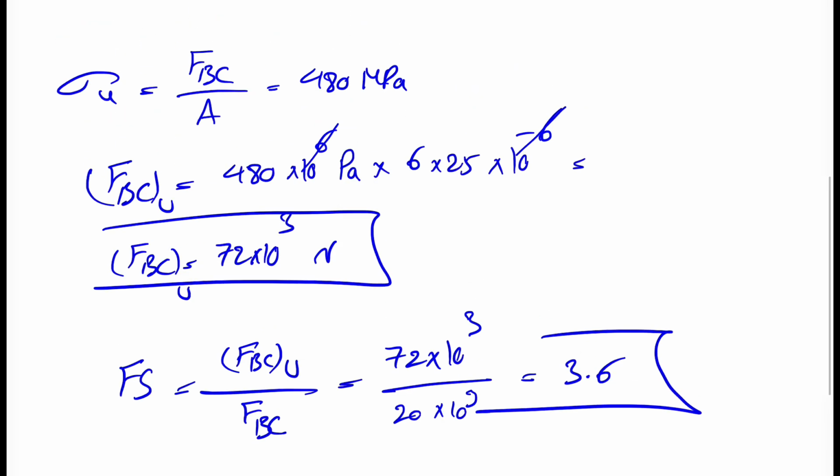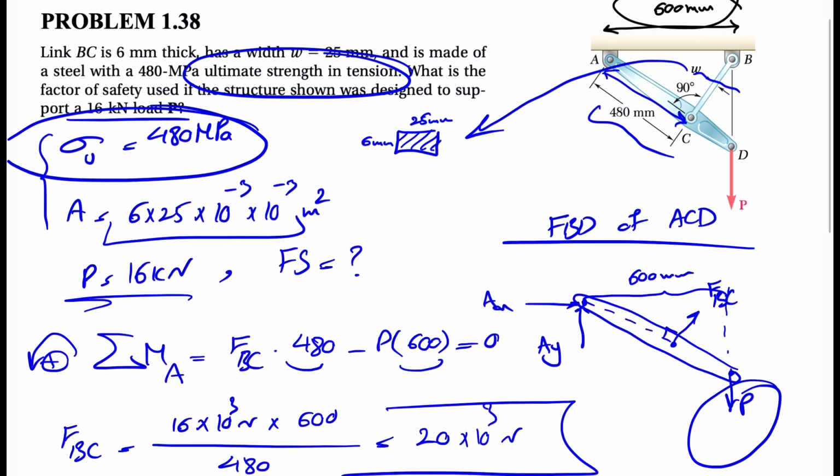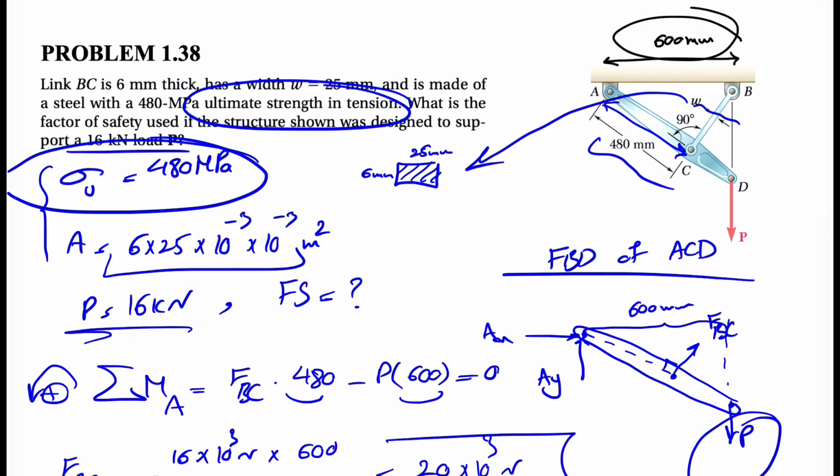Hope everything was clear. Let me know if you guys have any questions. And one thing that was missing in the question is that distance of 600 millimeter, the distance from A to B. But yeah, that's pretty much it.